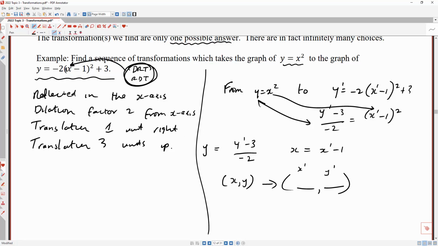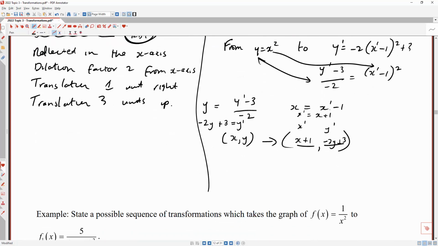Alright, so I'm going to solve for y dash, which is negative 2y plus 3 equals y dash, and I'm going to write that in here. Negative 2y plus 3. Over here, we've got x dash equals x plus 1, so I'm going to fill in x plus 1 is x dash. Now once we've got the mapping written out like this, we can simply read off the transformations.